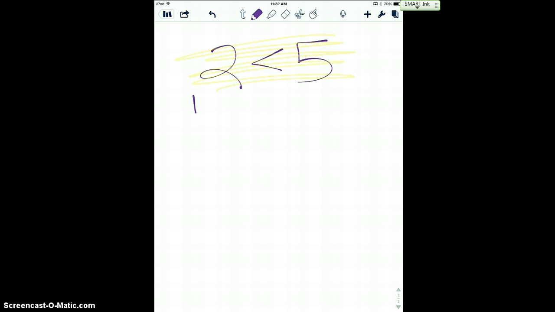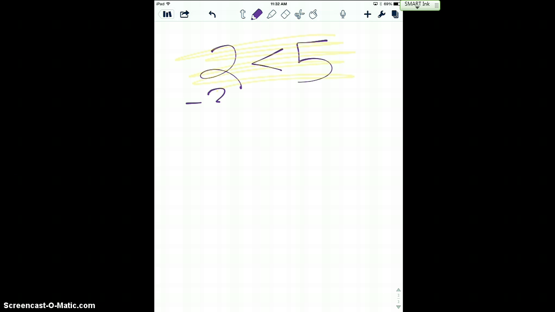Now, what if we add 3 to both sides? Will it still be true? Let's see. 2 plus 3 is 5, and then 5 plus 3 is 8. Is 5 less than 8 after we added 3 to both sides? Yes. Okay, so when we add a certain number to both sides, it still remains true. Let's see if we subtract.